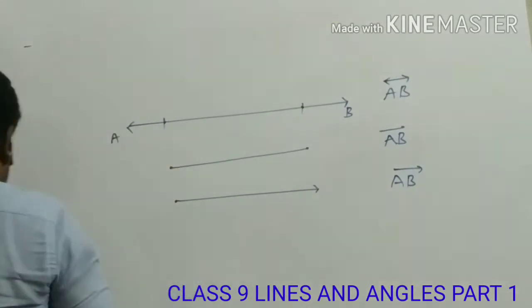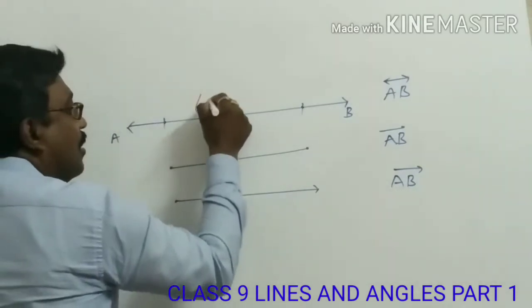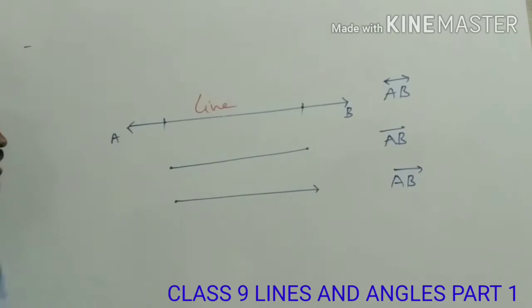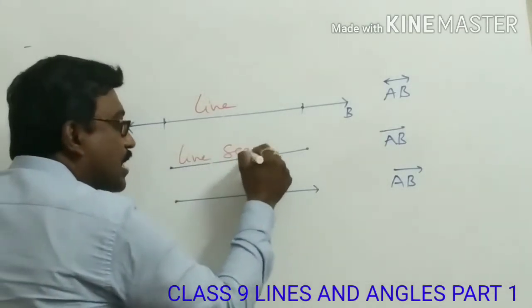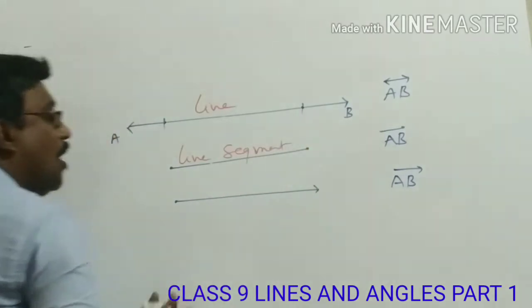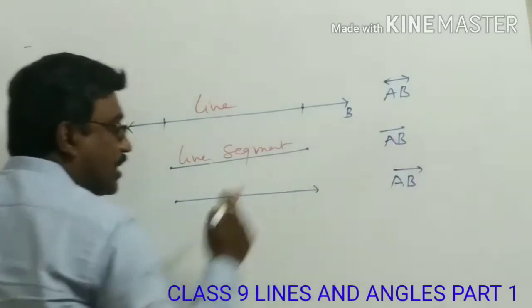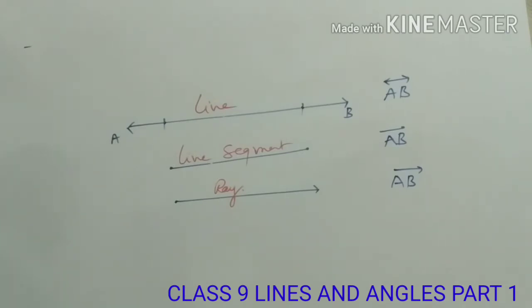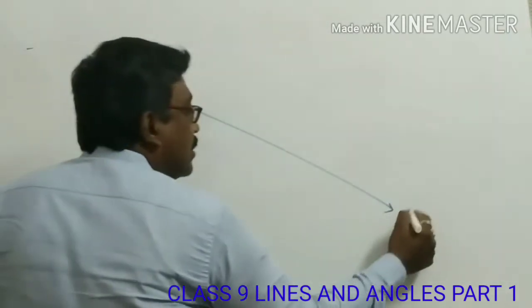The first one, where both sides can be extended and it does not have a particular length, is called a line. Where both sides have end points and there is a fixed measurement, it is called a line segment. Where one is a fixed point and the other side you can extend, it is called a ray.